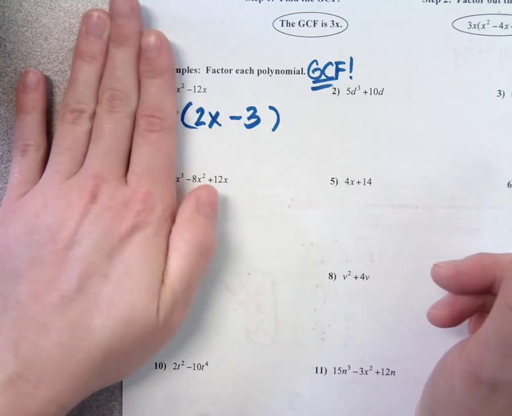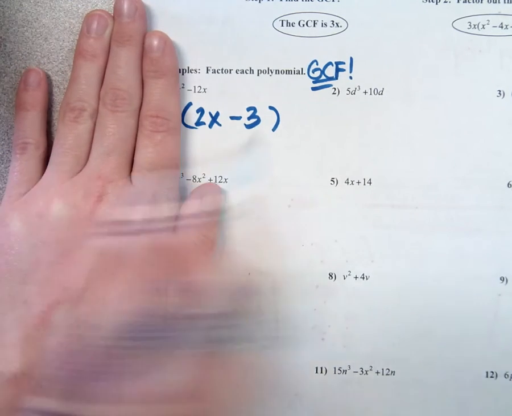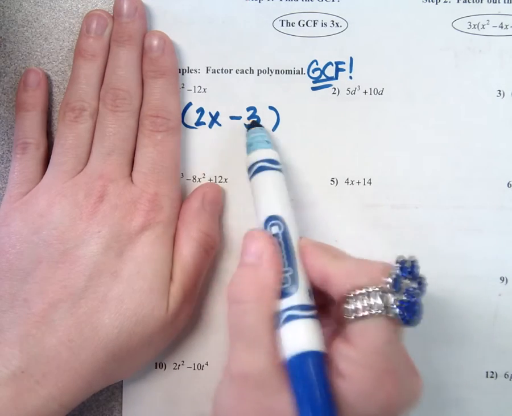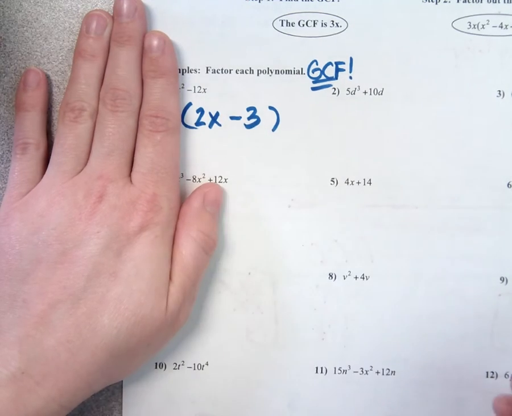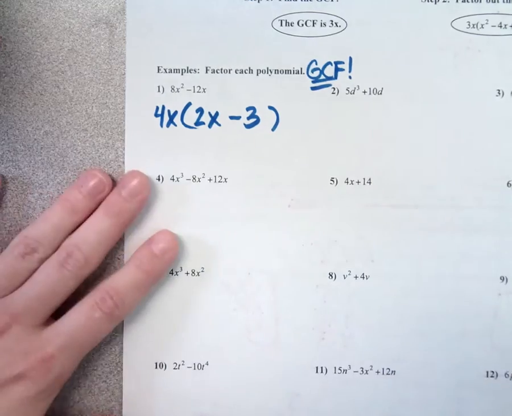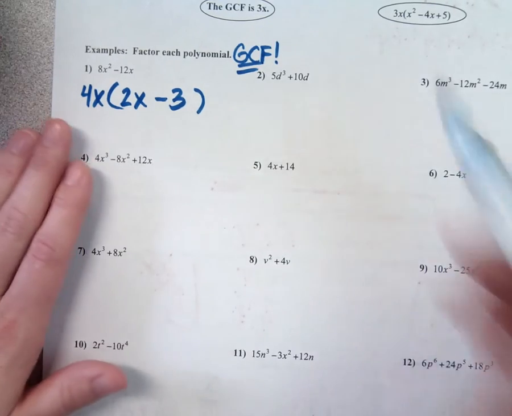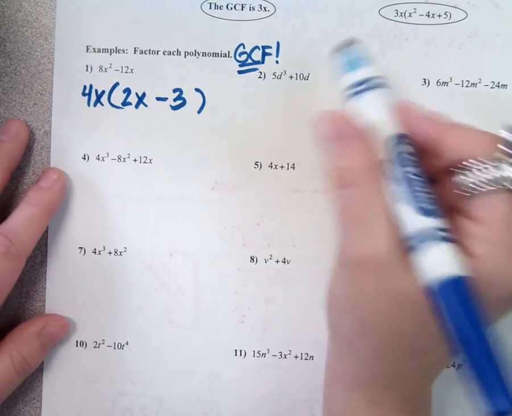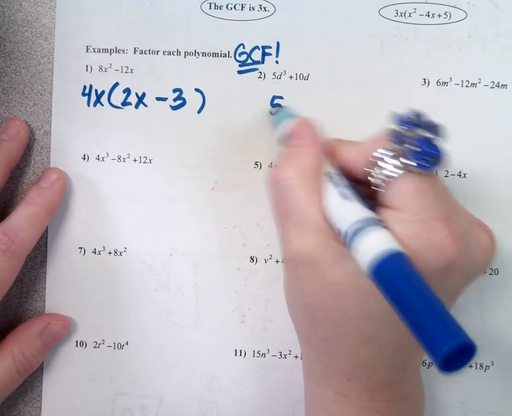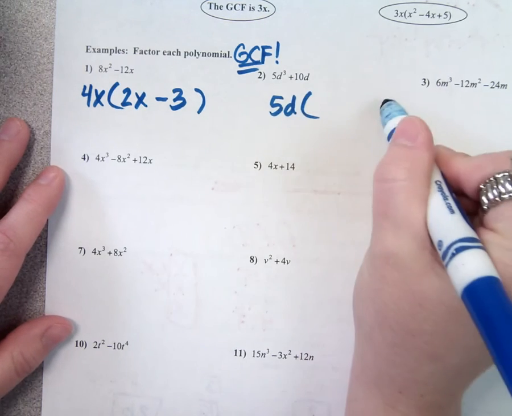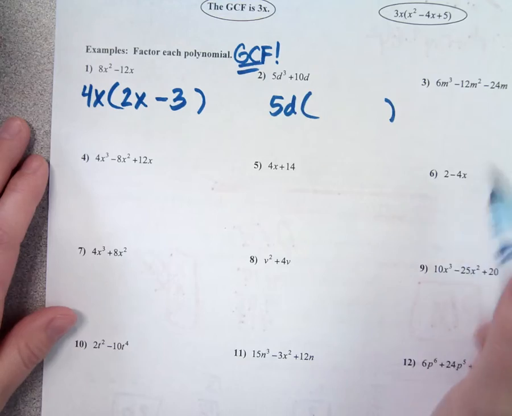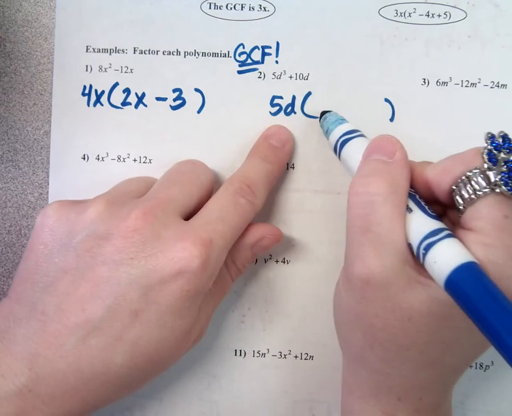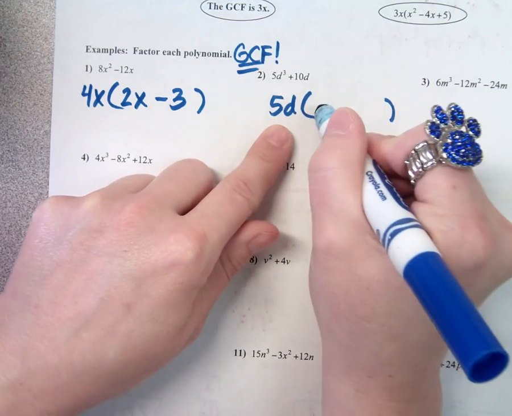Sometimes, and I don't know if we'll get into it this year because I don't know how much time we'll have, you can factor what's left in the parentheses, but today we're not going to worry about that. So that's as far as it's going to go. Okay, number 2. What do you think your GCF is? 5D. And then once I find the GCF, I build my parentheses back behind it. So 5D times what would give me 5D cubed?